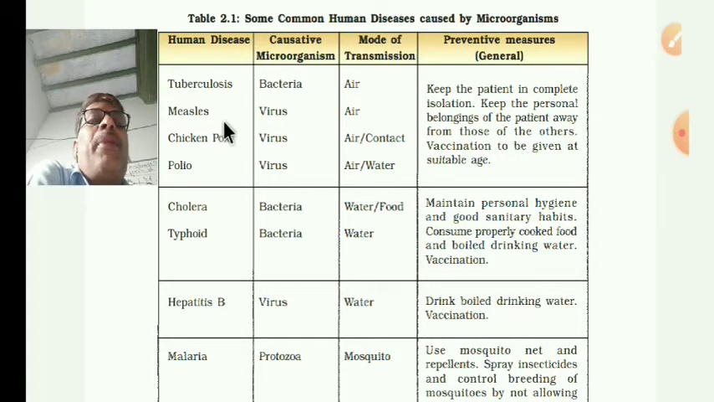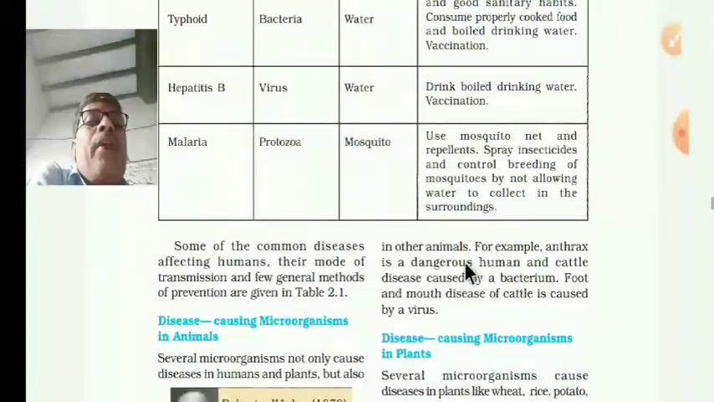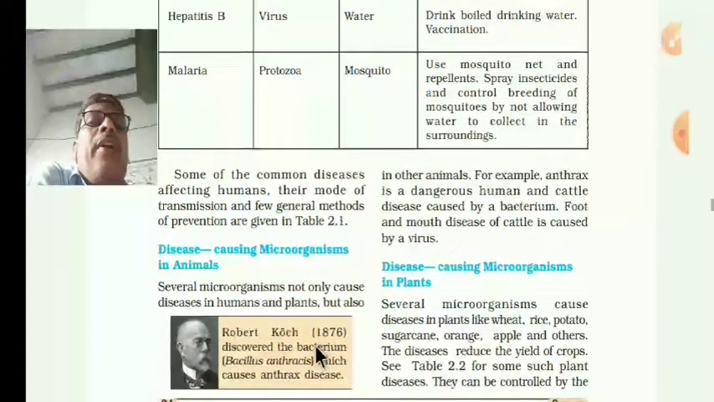See, sometimes in examinations they ask what will be the preventive measure of these diseases, or how it is spread, for example measles spreads through the air, cholera through food, and so like this objective questions will be asked from this table. Okay, now next one. Some of the common diseases affecting humans, their mode of transmission, and a few general methods of prevention are given in Table 2.1.